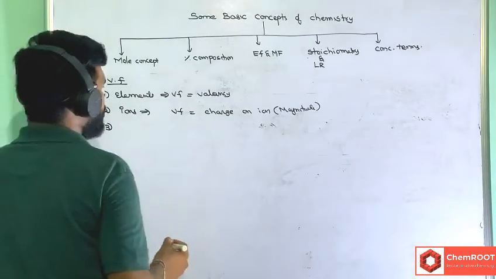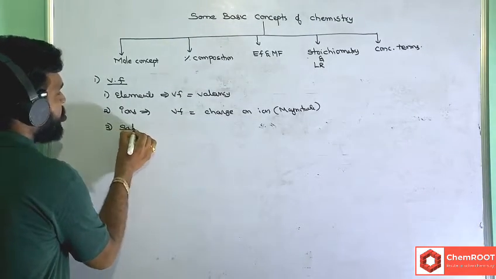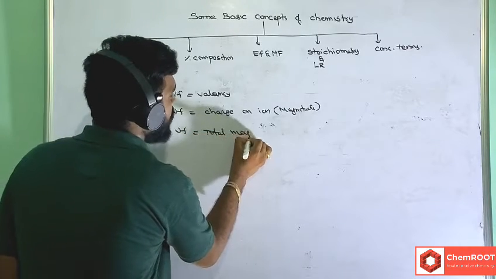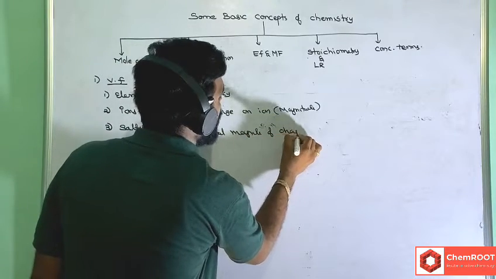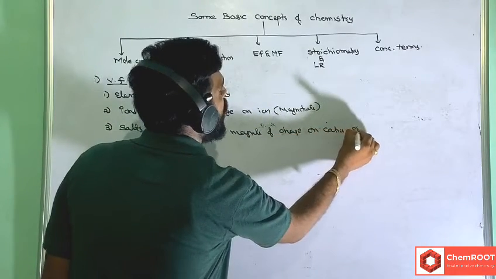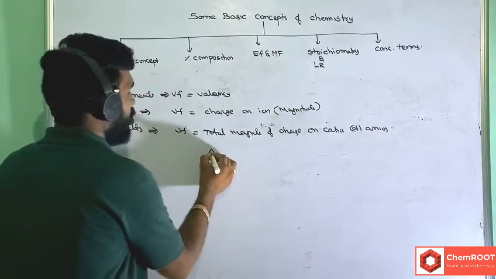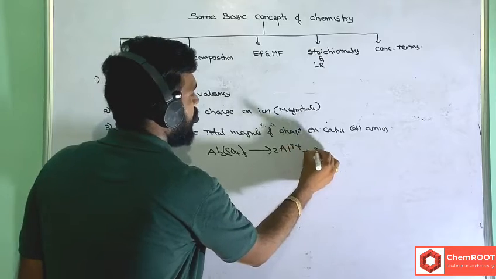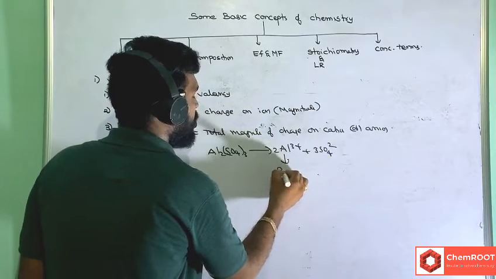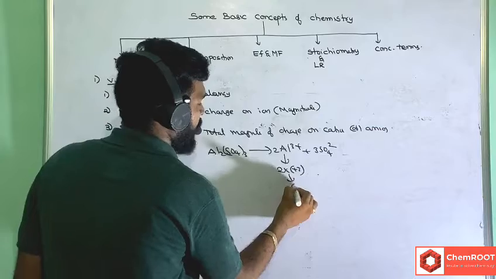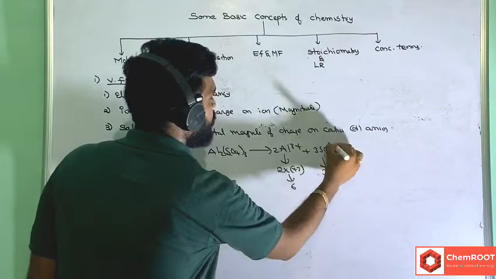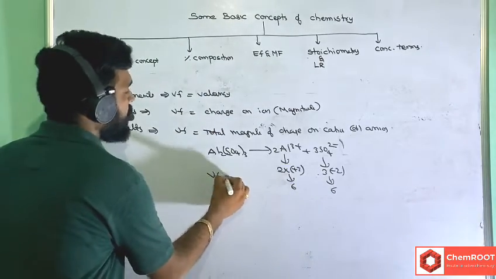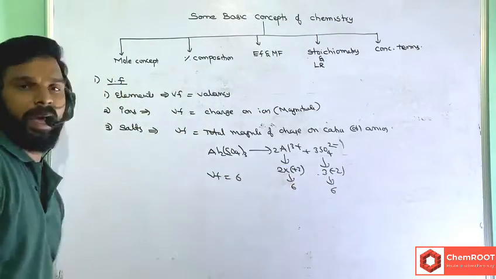And the next one, for salts, the valency factor will be the total magnitude of charge on the cation or anion. Like you have Al2(SO4)3, that dissociates and gives 2 Al3 plus and 3 SO4 2 minus. Here the total charge is 2 into plus 3, which means magnitude 6, and 3 into minus 2, so its magnitude is 6. So the valency factor for this one is 6. You have to take either the cation or the anion.